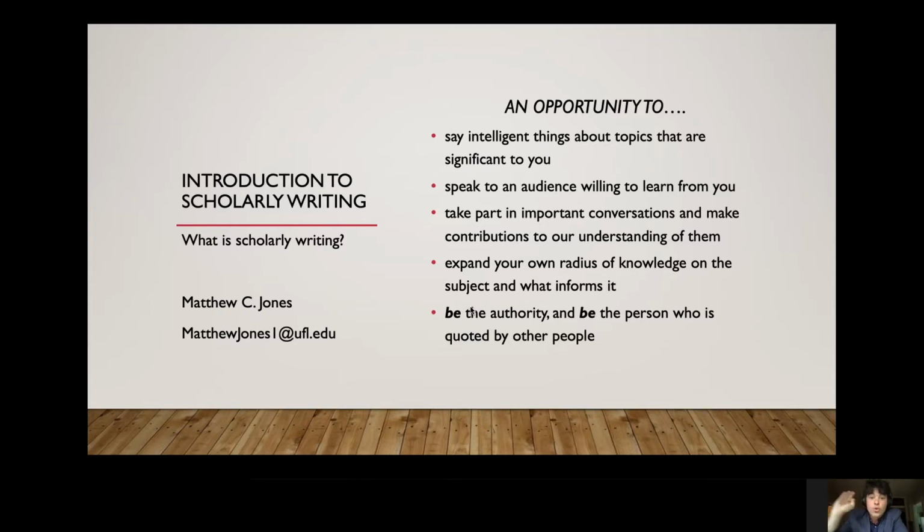And so they can quote me, right? So that's what you want. You want to actually become that authority and that person who is quoted. So that's what scholarly writing is, right? It's a little bit beyond just a thesis statement and body paragraphs, but this is actually what the purpose of it is.